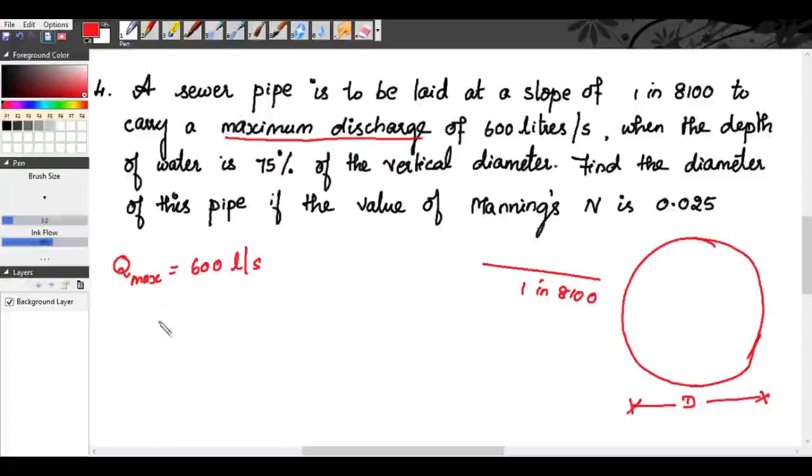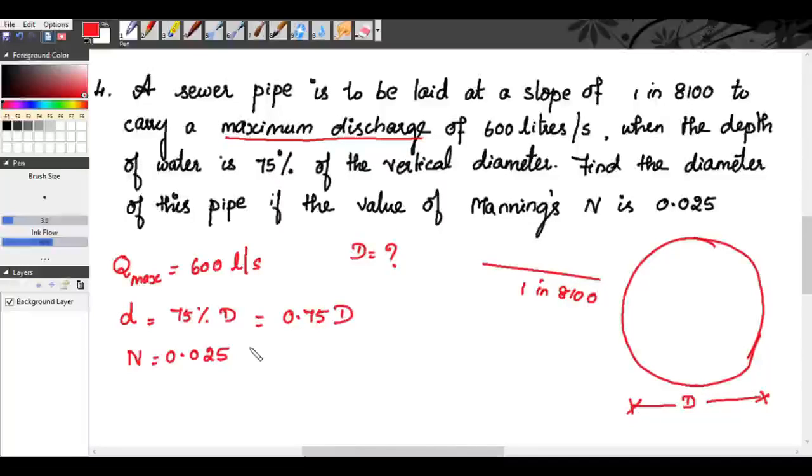The depth of the water, that is depth of flow D, is given as 75% of vertical diameter. So 75% of the diameter of the pipe, so it is 0.75 D. Now find the diameter of this pipe. We need to find what is the diameter of the pipe. Manning's constant N is given as 0.025.